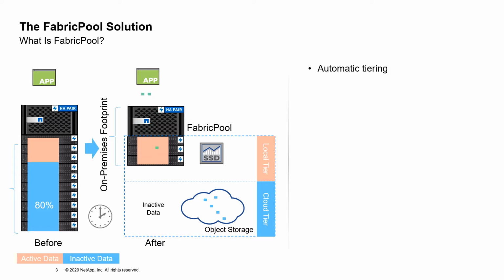FabricPool uses tiering technology built into the ONTAP data management software to move inactive data to a lower cost external capacity tier as objects. Once enabled, this is a seamless solution that's aimed at reducing your total cost of ownership, all the while preserving your existing file system structures.